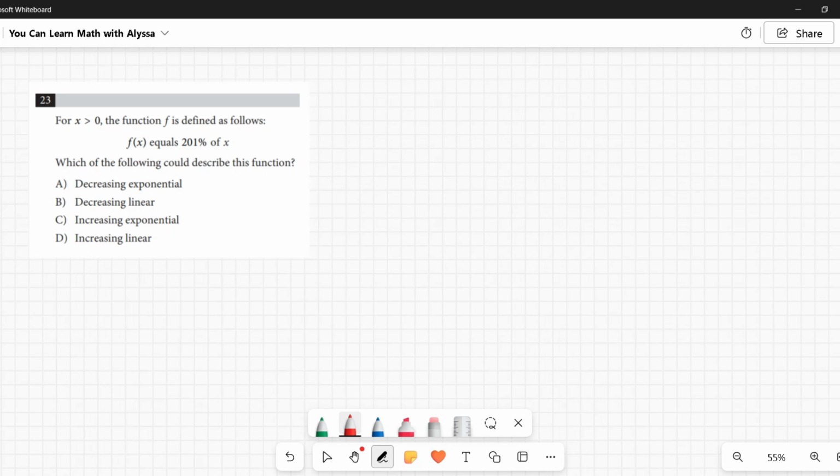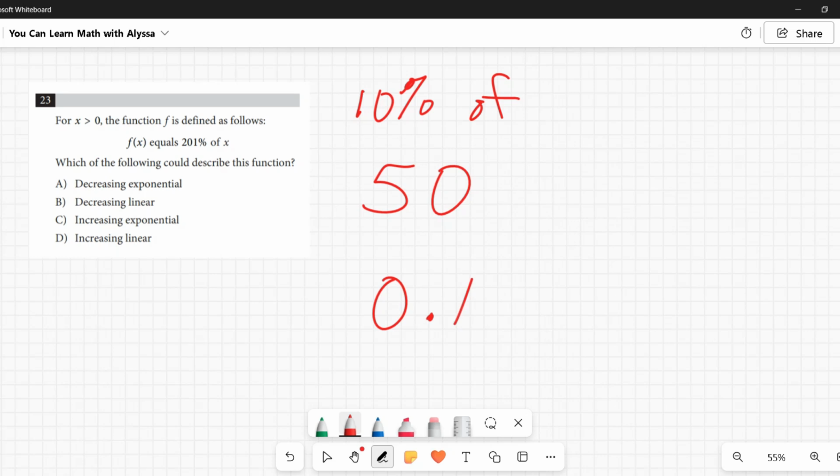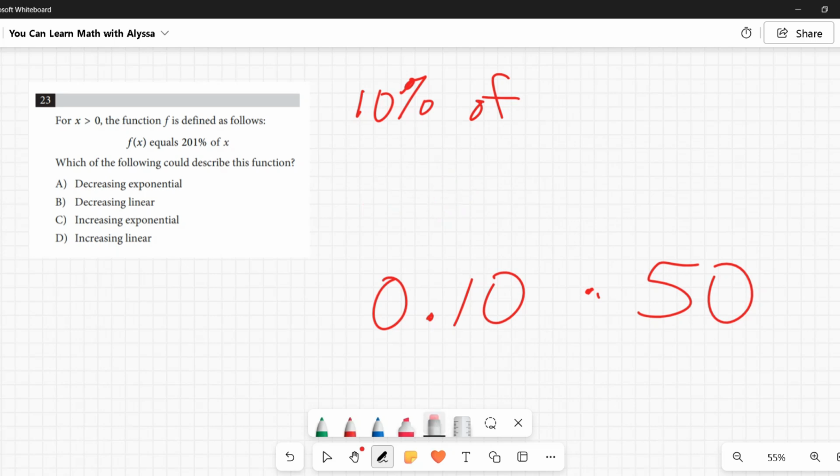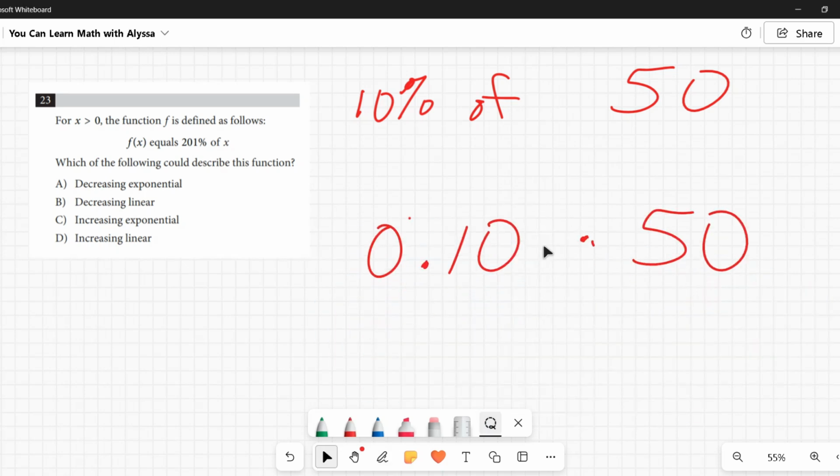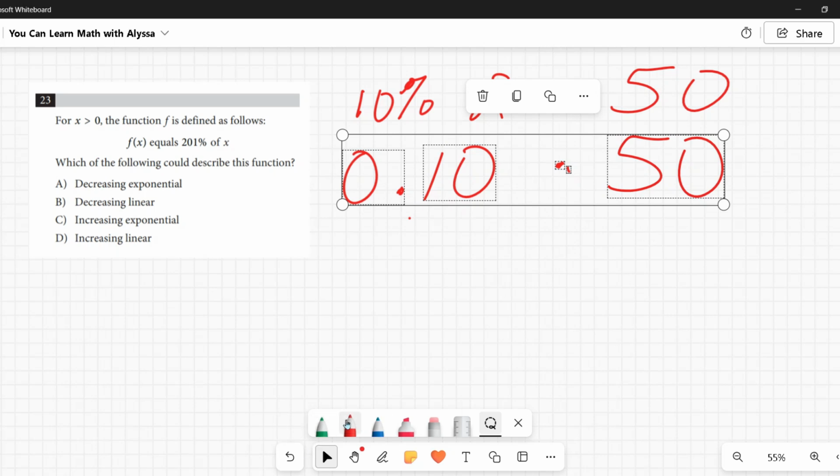201% of x. How do we find the percent of a number? If I told you, I want to know what is 10% of 50, how would you do that? You are going to multiply 10%, and I'm putting it in decimal form, 0.10. You're going to multiply 10% times 50. That will give you 10% of 50. So 10% of 50 is 0.10 times 50.